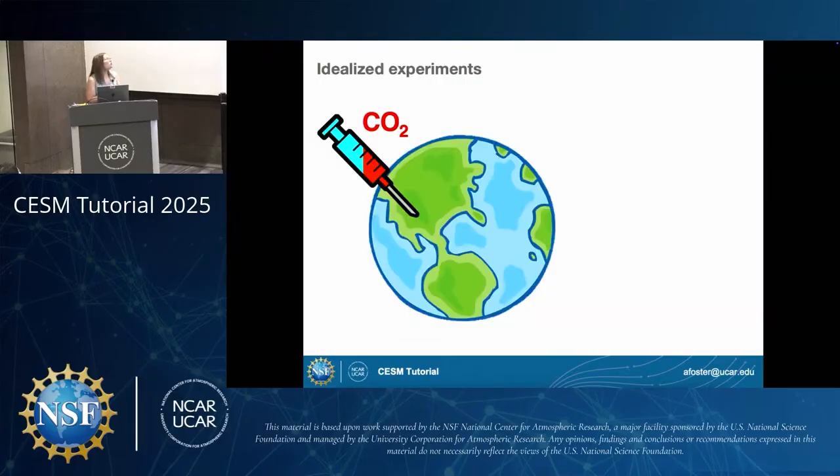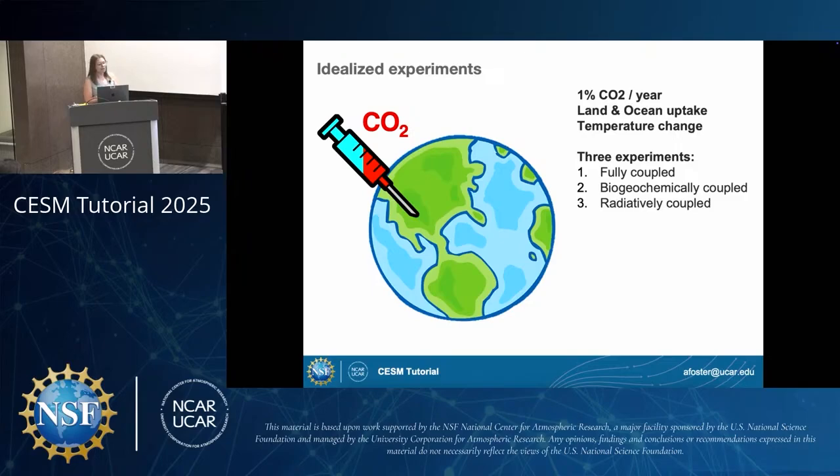So what can we do with a model like this? We can do these cool idealized experiments where we inject a prescribed amount of carbon dioxide into the atmosphere. So we can do something like 1% of CO2 per year. We can look at the land and ocean uptake as well as temperature change. And for CMIP6, we did 3 experiments.